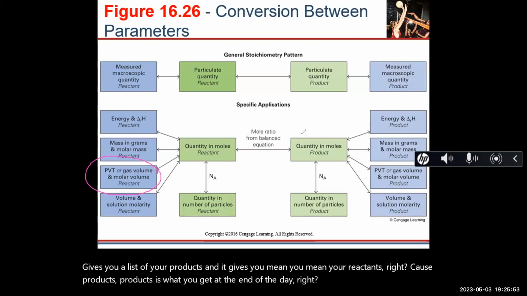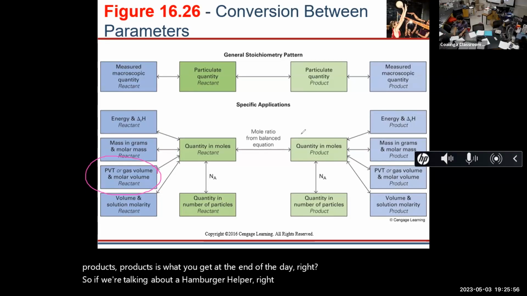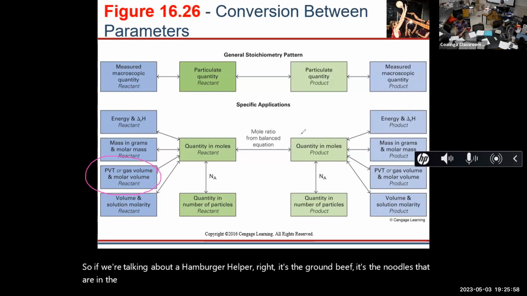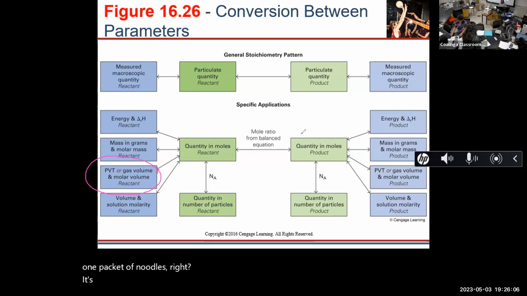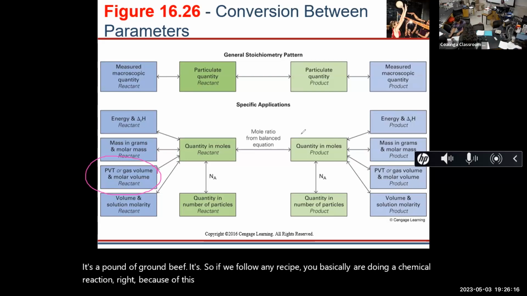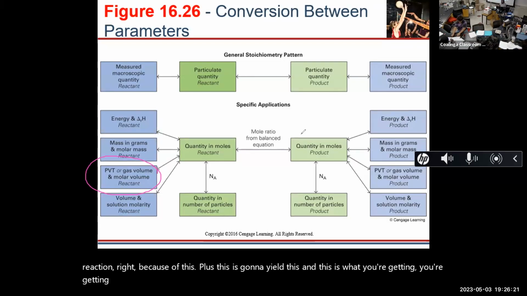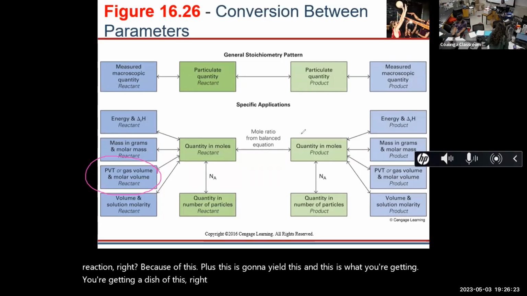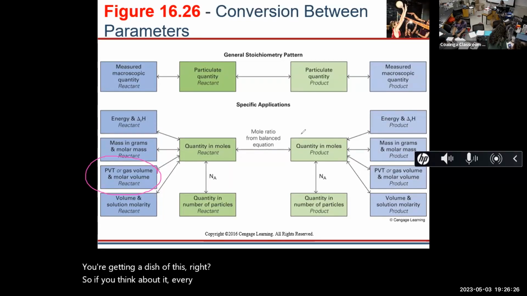If we're talking about Hamburger Helper, it's the noodles that are in the packet, and it's giving you the quantity, right? It's 1 packet of noodles, a pound of ground beef. If we follow any recipe, you basically are doing a chemical reaction, because this plus this is going to yield this. You're getting a dish of this. So every day that you're in the kitchen, you're following a chemical reaction.